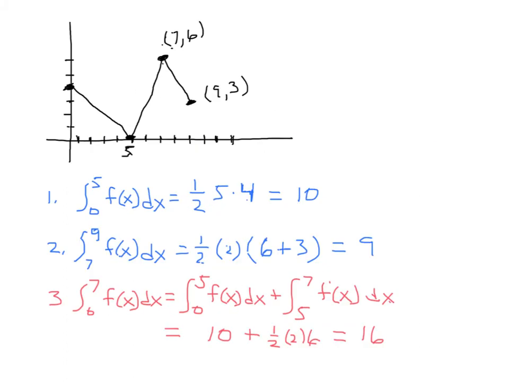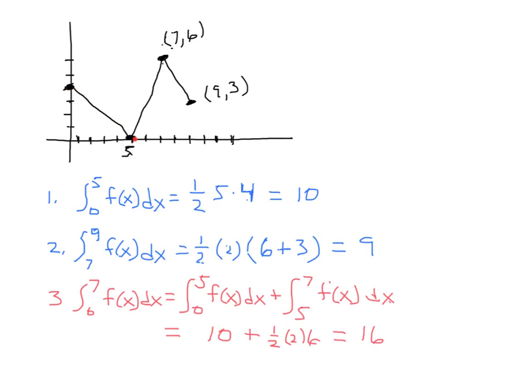Another thing that they'll do is they'll give you a graph. Now this is my attempt at a graph here. I am told that this is made up of 3 line segments. These are supposed to be linear functions. The first one goes from the point (0,4) to the point (5,0).